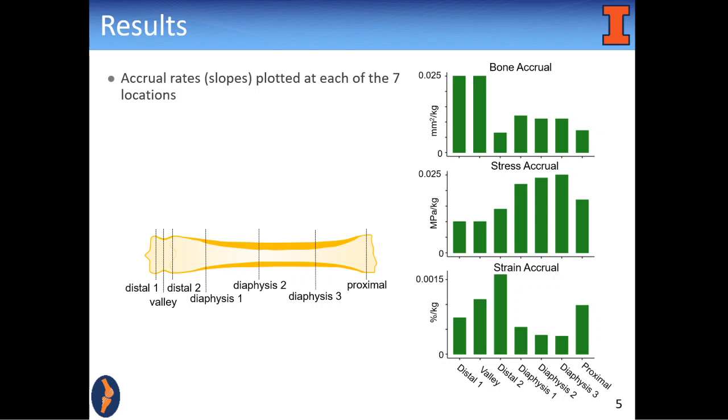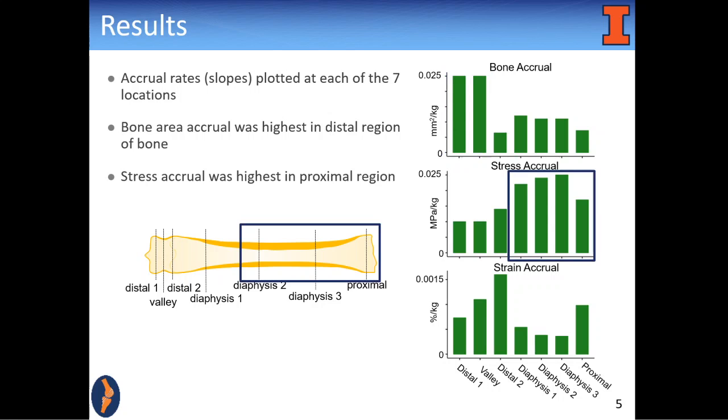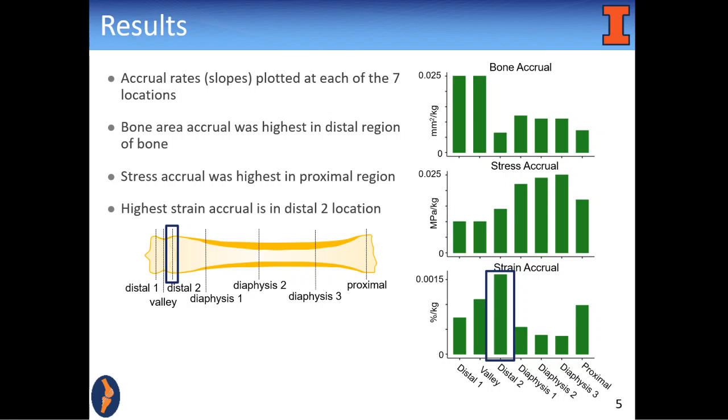We found that bone area accrual was highest in the distal region of the bone, while the largest increases in stress are found at the proximal end of the bone. Additionally, the highest increase in strain is found in the distal 2 location.